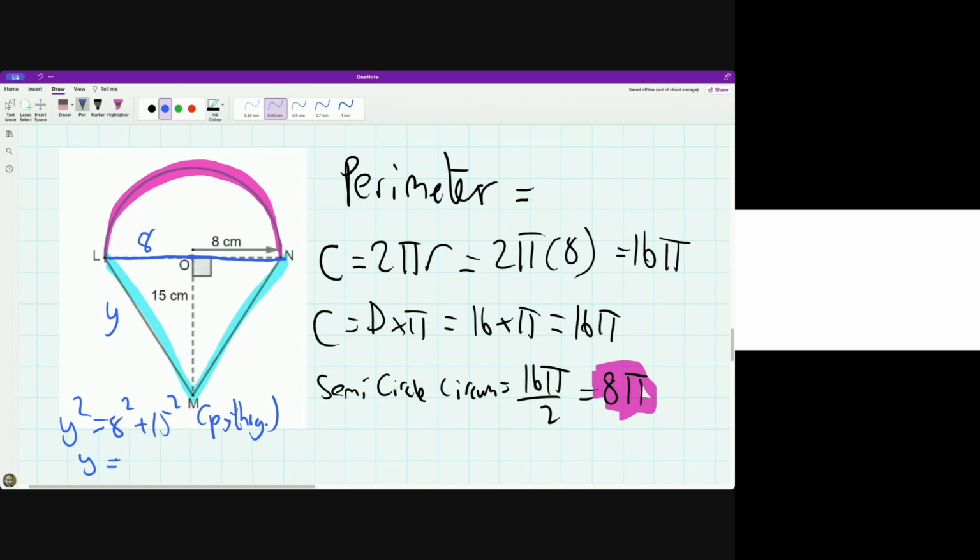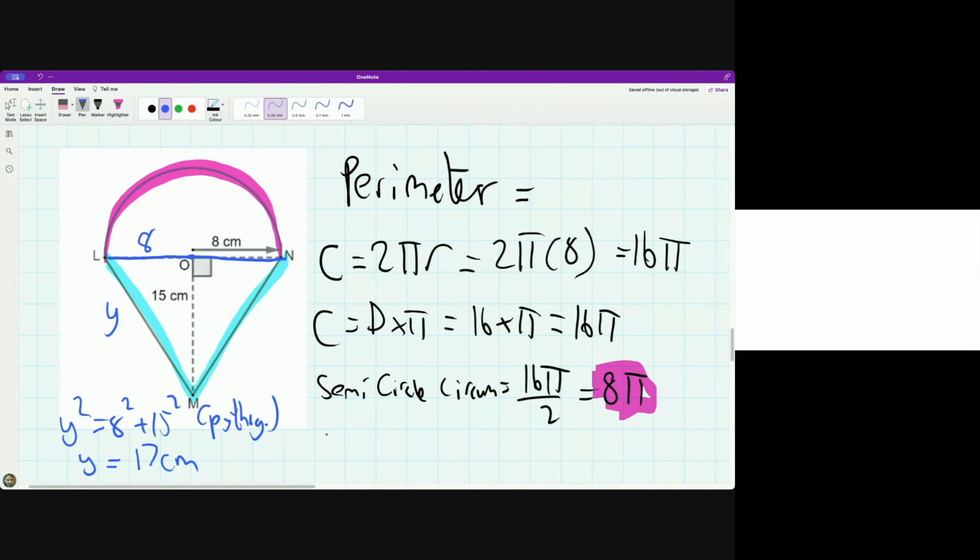Who can help me? Naledi, can you help me? Maybe Kenny, you can help me. Oh, Sunday, there we go. 17 centimeters. Is anybody else getting 17 centimeters? Thank you. No problem, Naledi.